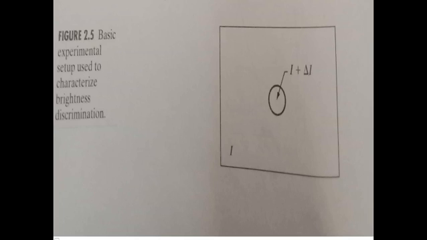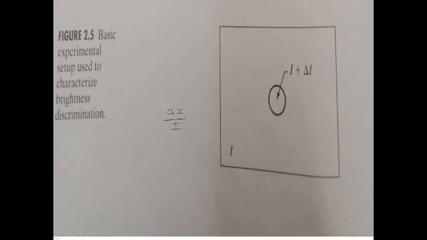You do it until you are able to discriminate between this intensity and that intensity. That itself is called the Weber ratio. The amount which you are able to discriminate is called the Weber ratio. It is nothing but delta I divided by I, delta I by I.